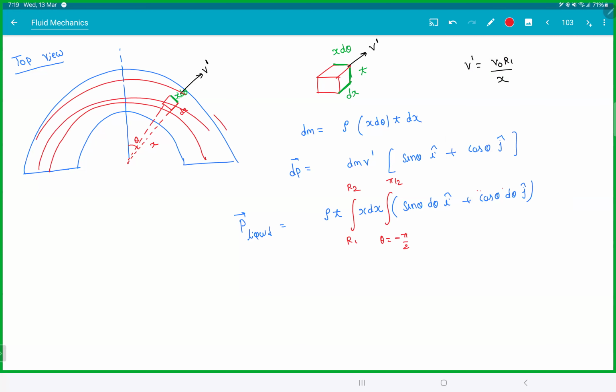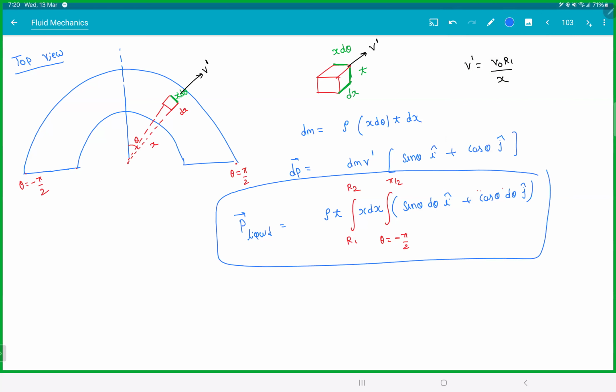Understood? Meaning of double integration. So when you go from minus 90 to plus 90, here theta is 90 and theta is minus 90, so you are covering a semicircle. When you go from R1 to R2, you're covering all semicircles. Get this? This much you can handle now. Anyone confused with this equation? Ask. If you got this, it is done. Question is over. Now only the max plus is left.